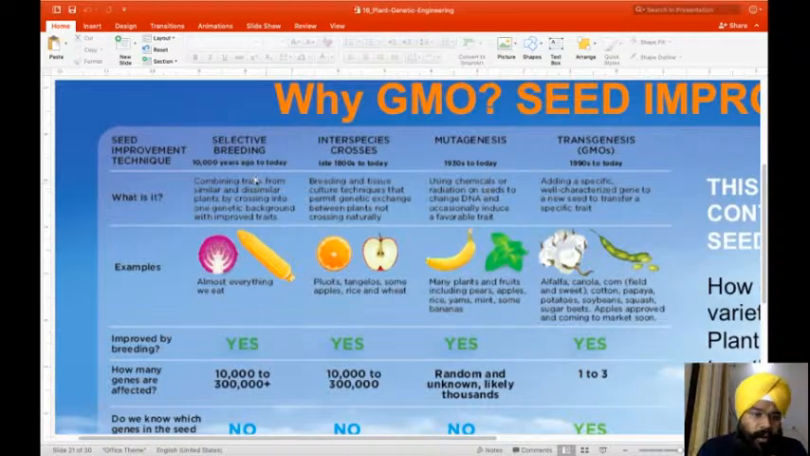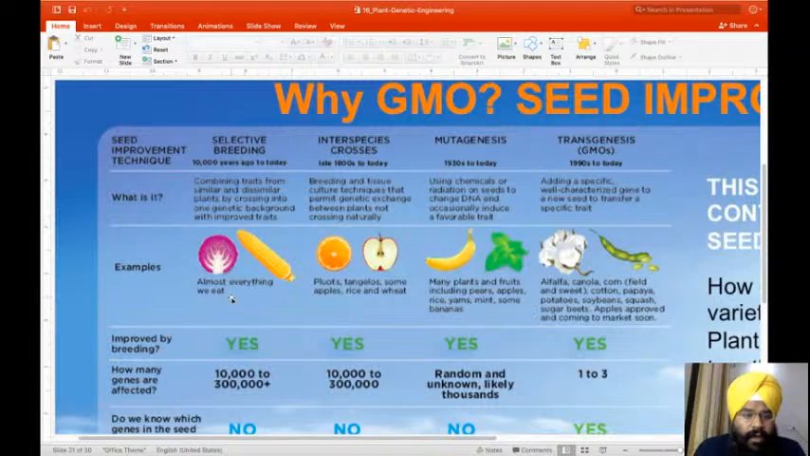What is happening in selective breeding? We are combining traits from similar or dissimilar plants by crossing into one genetic background with improved traits. In the case of interspecies crosses, we are crossing two species for genetic exchange that would not occur naturally. Then mutagenesis, which started in the 1930s and continues today, uses chemicals and radiation to occasionally induce favorable traits. From the 1990s to now, with GMOs, we add a specific characterized gene to a new seed to give a specific trait.